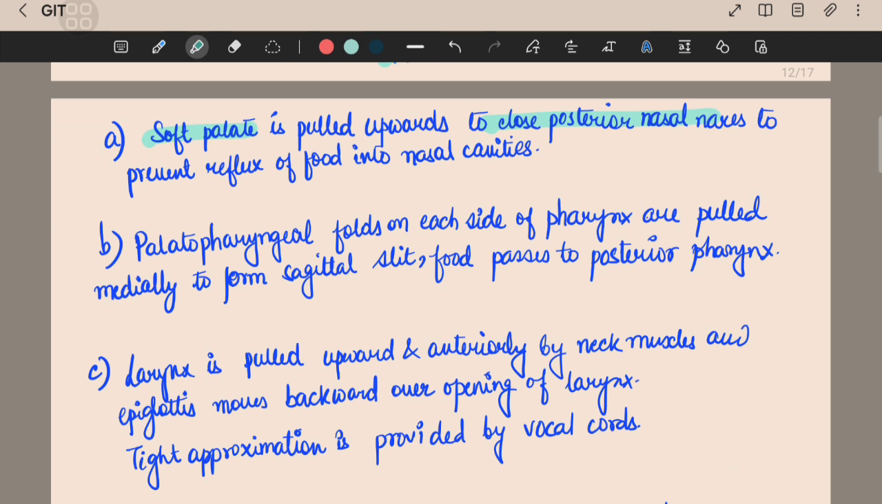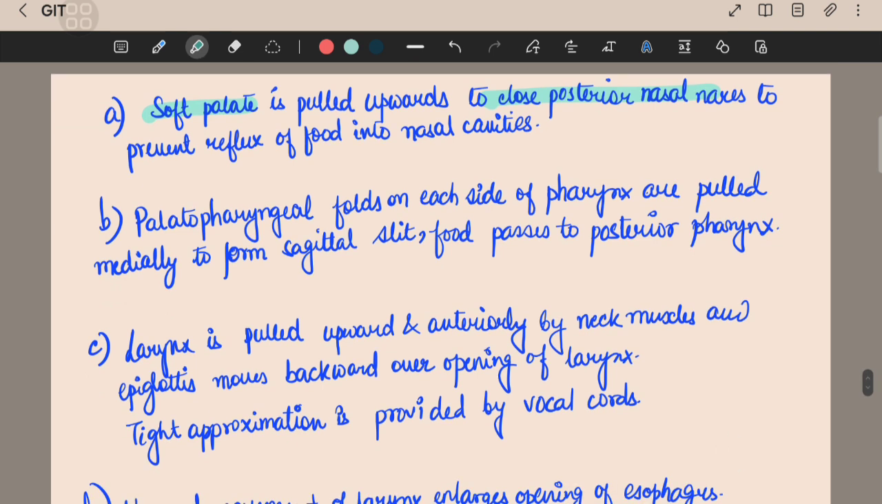Then the palatopharyngeal folds are there. About these regions, the muscles present around this, the stylopharyngeus, the glossopharyngeus, all these different muscles are there. Muscles of mastication and muscles of deglutition are well discussed in anatomy, so I'm not going into those details. If you have read that portion, you can relate it easily: the palatopharyngeal folds are present on each side of the pharynx, and they are pulled medially into a sagittal sling, and the food passes mainly into the posterior pharynx, that is, the region of the oropharynx. Automatically from the oropharynx it will pass to the laryngopharynx, because the food did not go to the level of the nasopharynx. It comes mainly to the oropharynx, and then goes to the laryngopharynx.